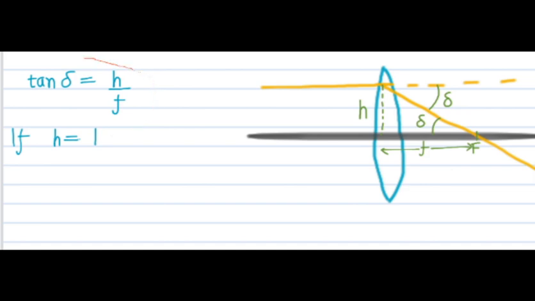Tan delta equals, in place of h I can substitute 1. Okay, I'll substitute this 1. So I have 1 by f. Fine. And what is this tan of delta? Tan of delta means this line.